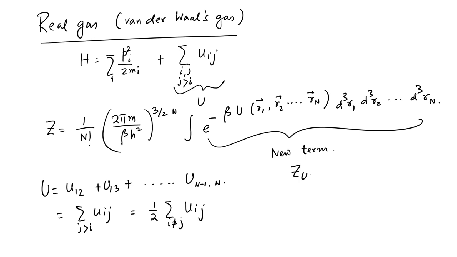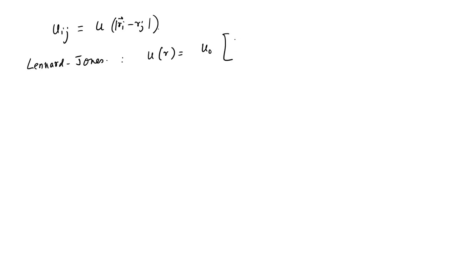This is all well known, and this u_ij depends on the magnitude of r_i minus r_j, and so it's a potential between two molecules at a distance r_i minus r_j, and one can actually assume a form which is called a Lennard-Jones form. For u_ij, this tells you that u of r is equal to some u0 times r0 over r whole to the power 12 minus r0 over r whole to the power 6, and is also called a 6-12 potential because of this form, and this r is a variable and r0 is some distance.